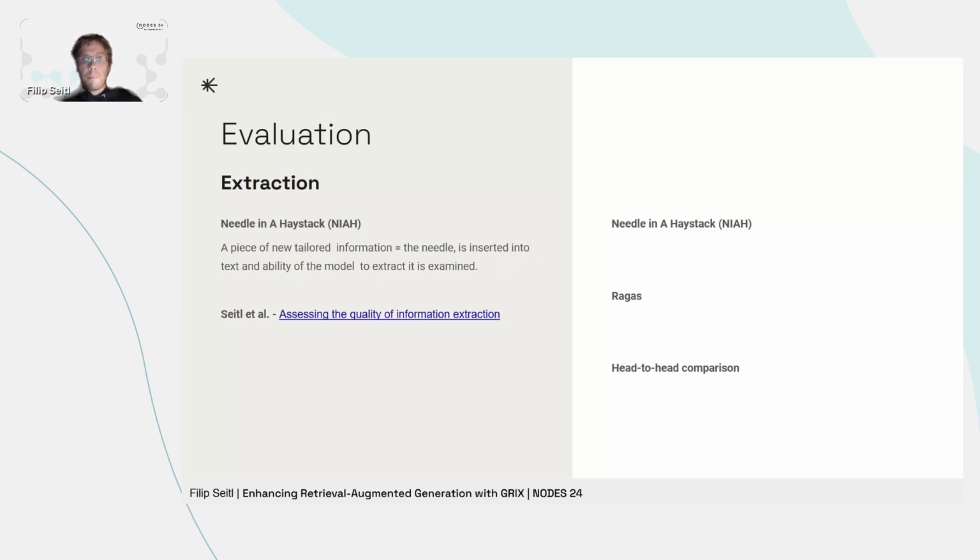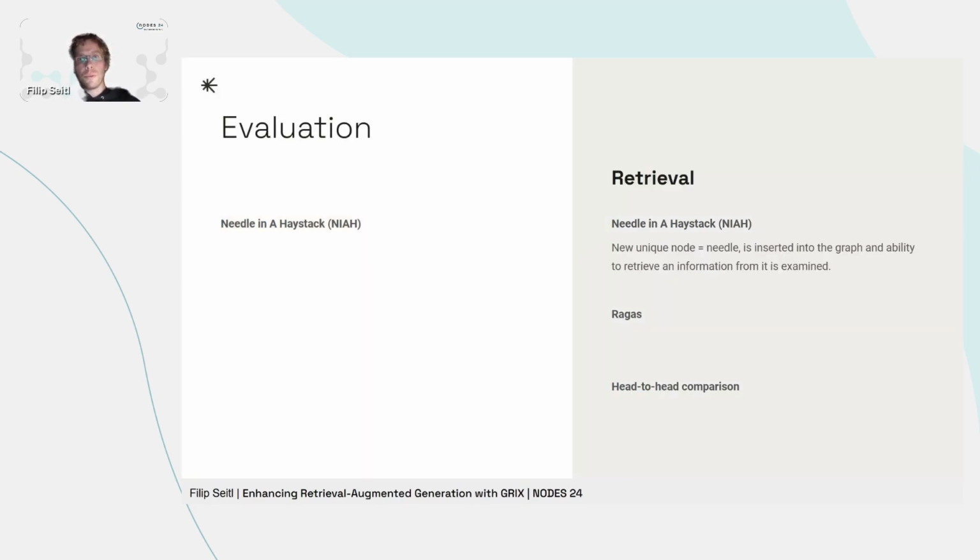The same approach, inspired by needle in a haystack, can be used for evaluating the retrieval part. Now the needle can be the node. You can add a new artificial node into your graph and examine whether the information contained in this node can be retrieved or not.